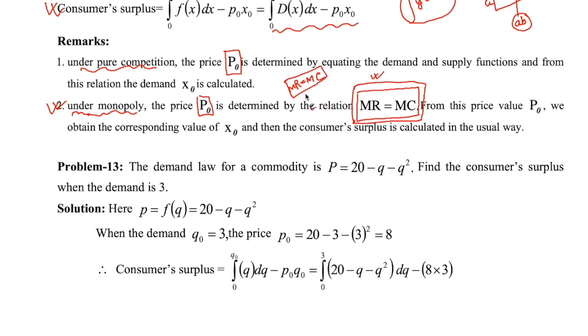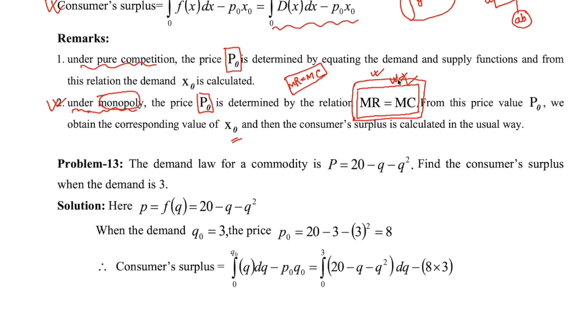So under monopoly, the P0 you need to determine from this relation. Marginal revenue will be equal to marginal cost under monopoly. But if the market is not monopoly, then this relation is not true. When the market is monopoly, then marginal revenue will be equal to marginal cost. From this price value P0, we obtain the corresponding value of x0, then we can calculate consumer surplus. তাহলে এখানে আপনি যেটা মনে রাখবেন সেটা হলো, যদি মার্কেট মনোপলি হয়, then you need to calculate P0 from this relation, MR equal to MC.